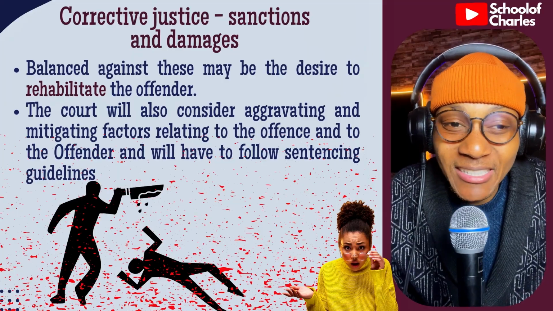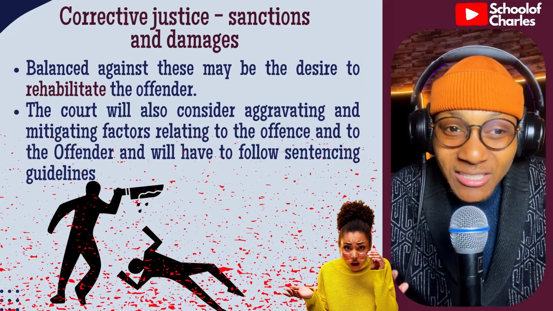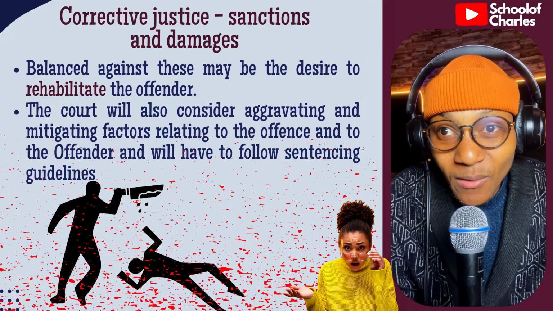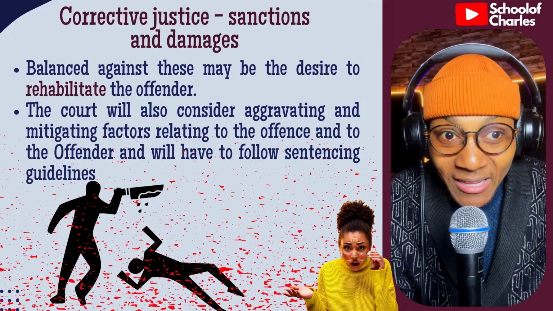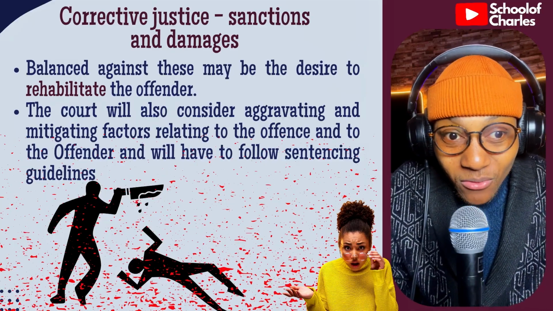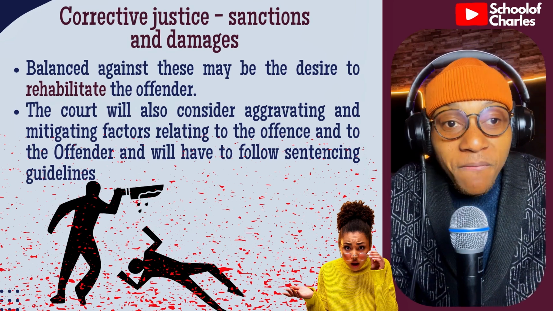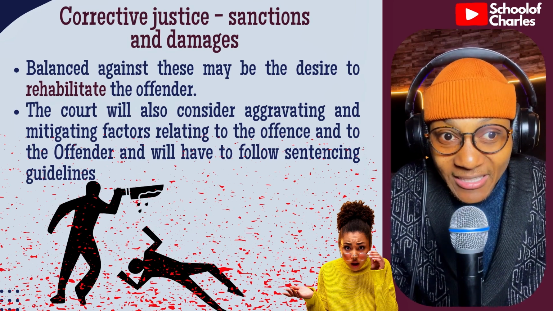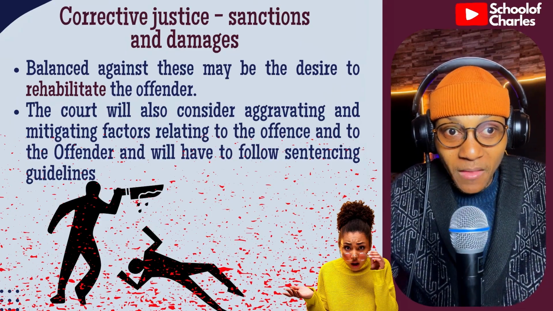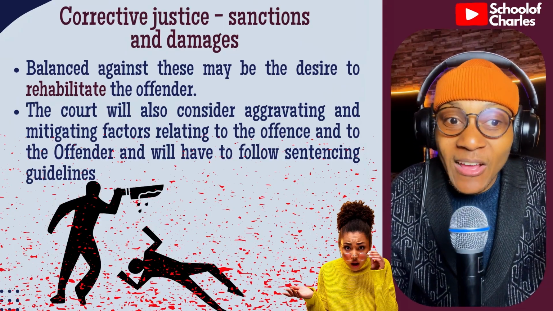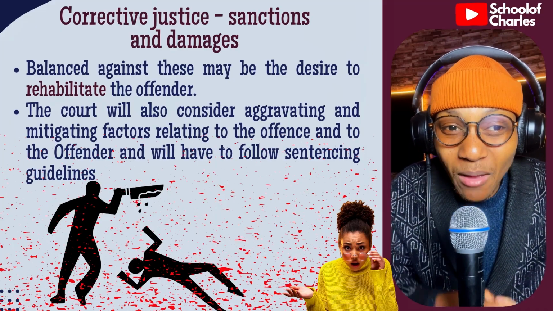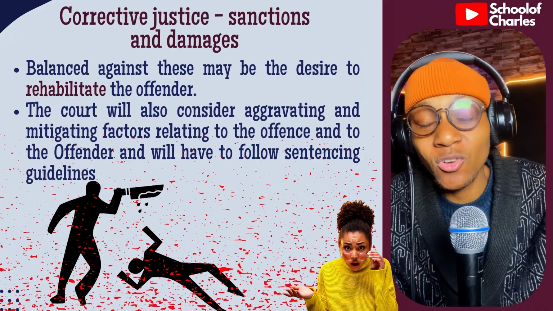The court will look at it and say, this is not really a bad person. He was just trying to save someone's life. So we look at the mitigating factors relating to the offense. Sometimes some offenses could be unintentional, or the offender could be in a state of panic, and then they do something. The court can look at it and be like, yes, this guy only did this because he was panicking. It was not really something that he was thinking about and planning on doing.